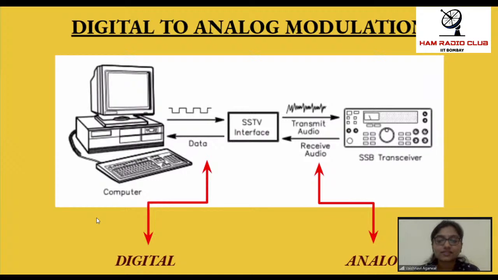The SSTV interface encodes the digital data and converts it to a radio signal. It is like encrypting your data in a manner which can be decrypted or decoded into its original form by the SSTV interface on the other side of the communication process.